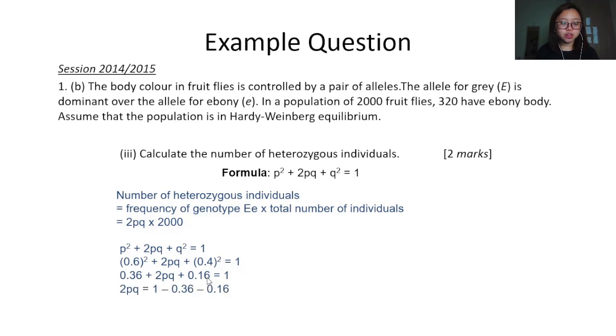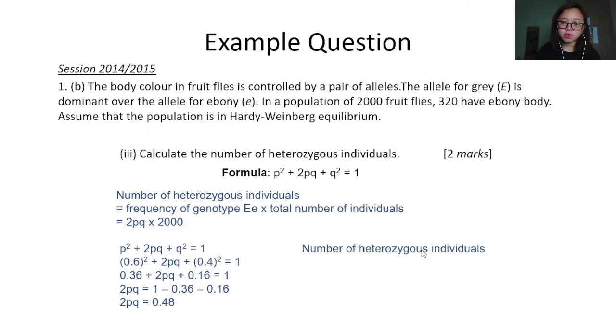Put that in, do the maths. Tidak perlu simplify. Bila kita dapat sahaja 2PQ di sebelah kiri, cukup sudah. Jangan pindah itu 2 pergi ke sebelah kanan. Kira, tekan calculator, you will get 2PQ equals to 0.48.